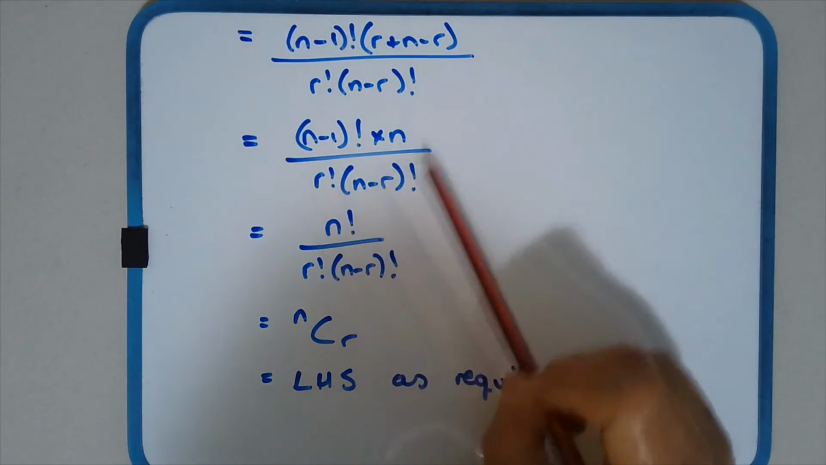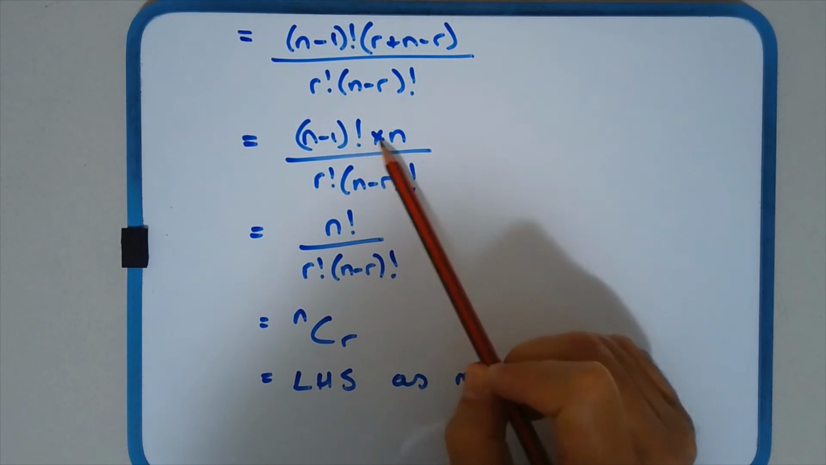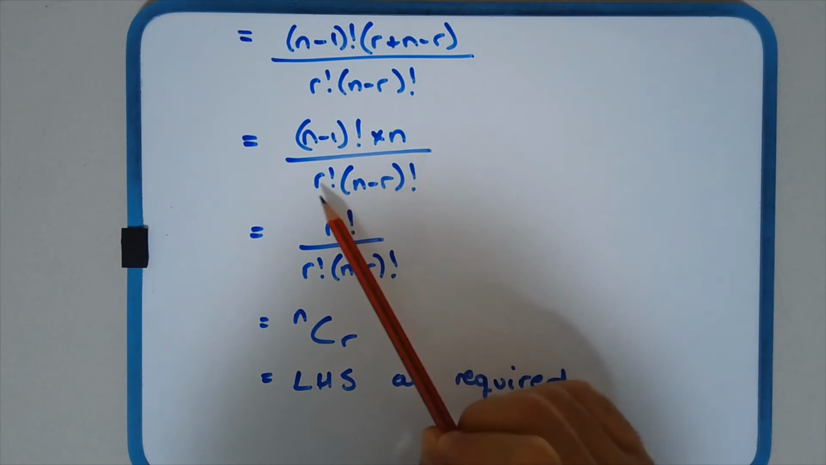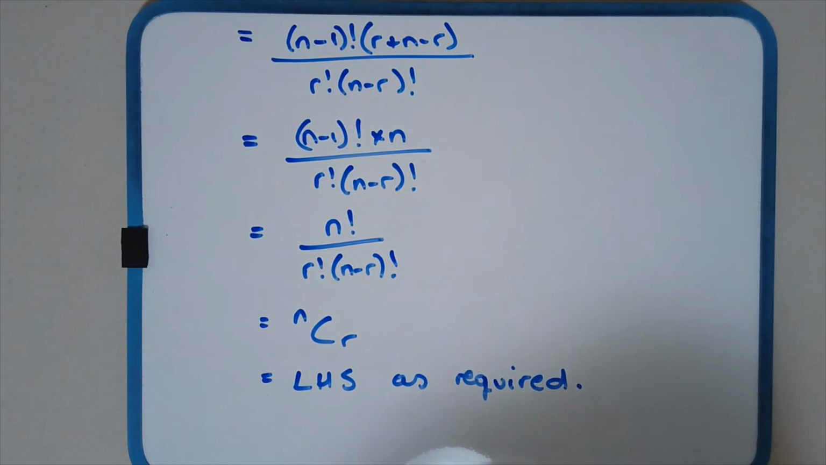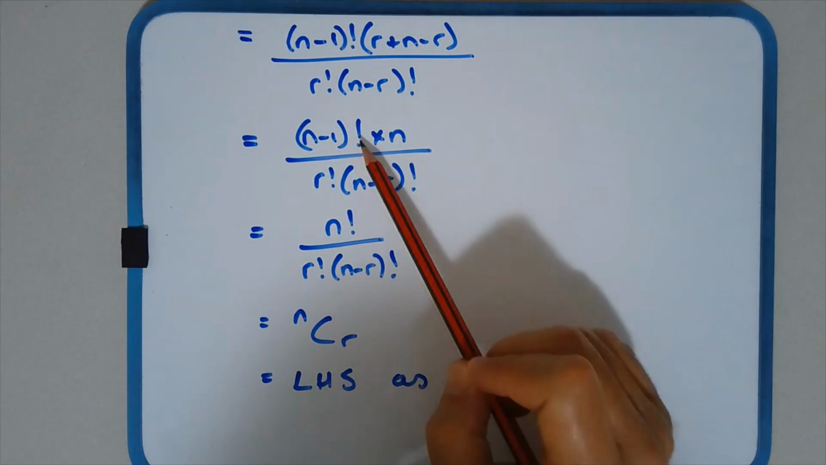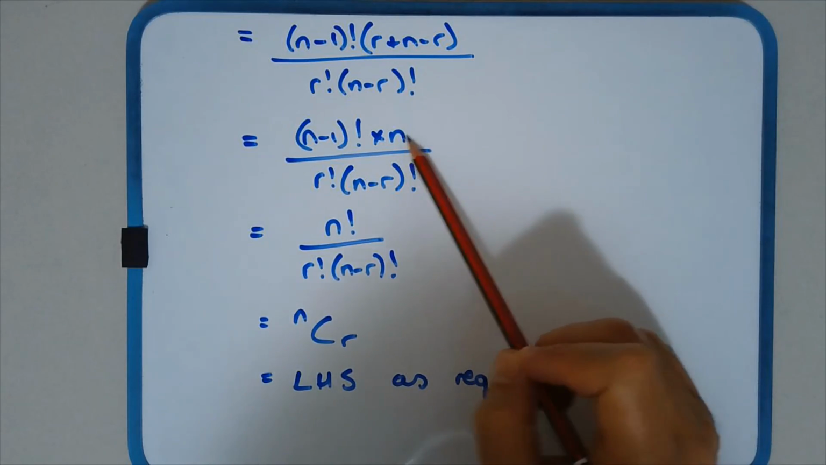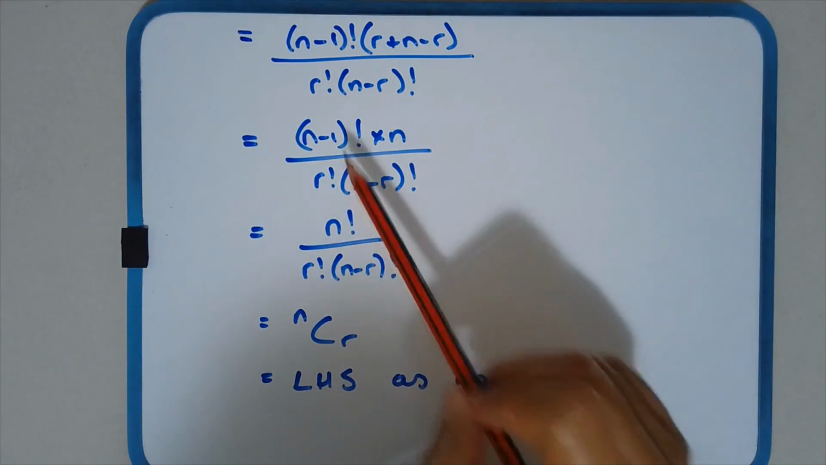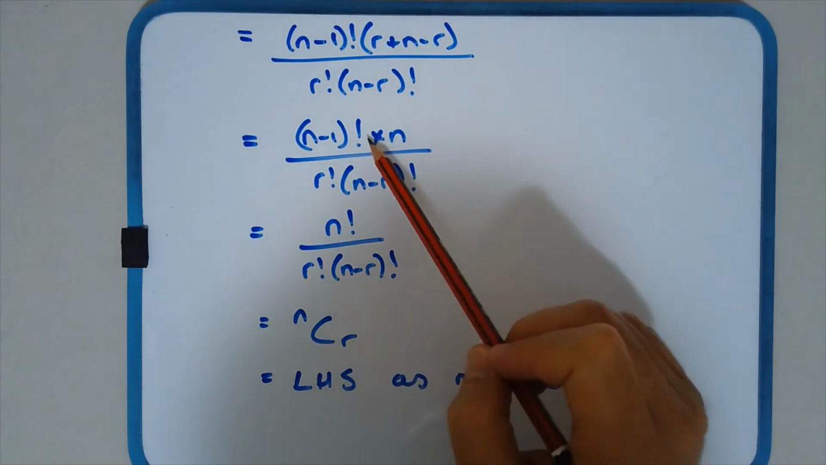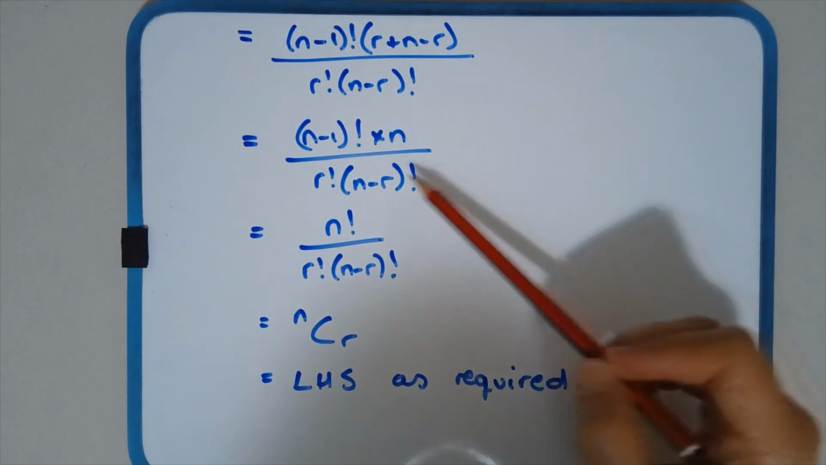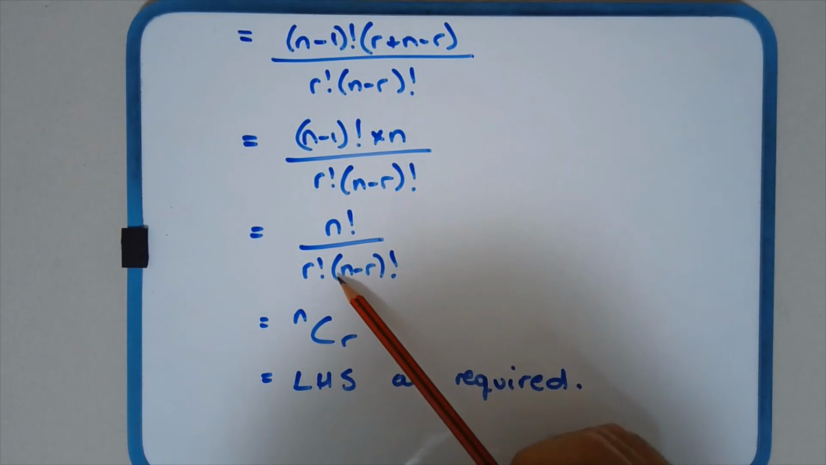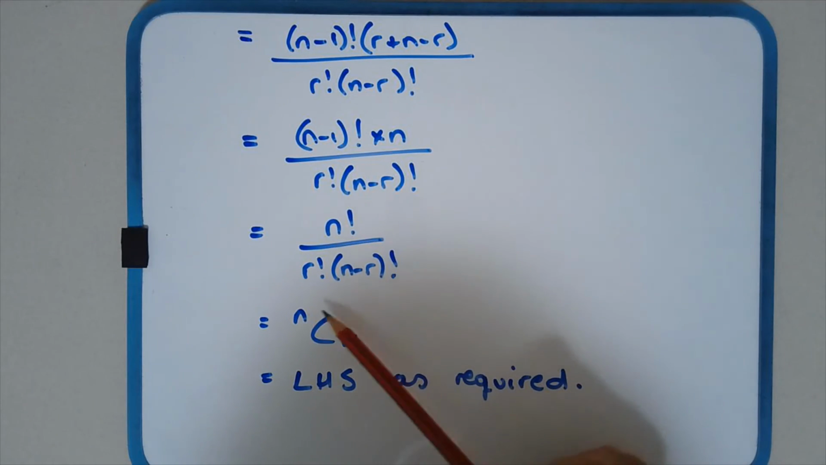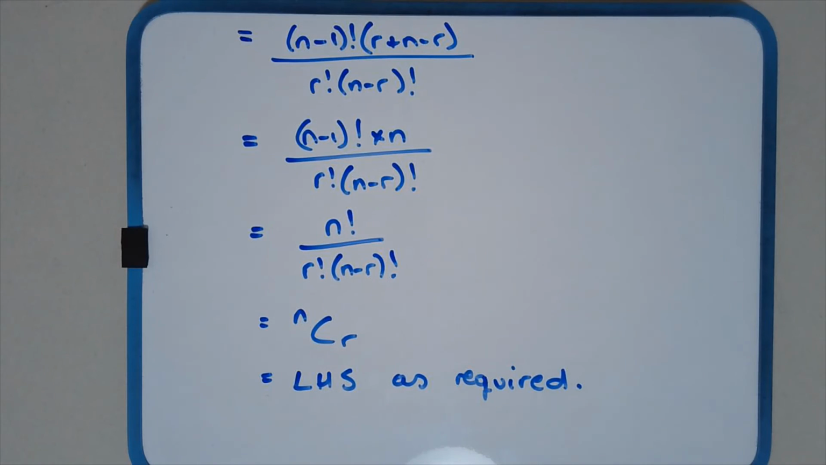So the numerator then becomes n minus 1 factorial multiplied by n over r factorial outside of n minus r factorial. Now, n minus 1 factorial multiplied by n is like the next term of the factorial. So that will turn n minus 1 factorial into just n factorial. So we end up with n factorial over r factorial outside of n minus r factorial, which of course is just nCr, which equals the left-hand side as required.